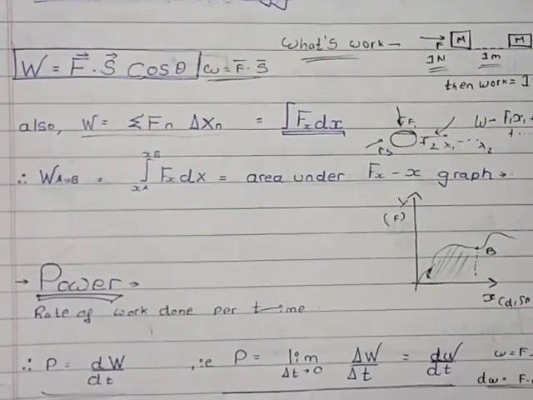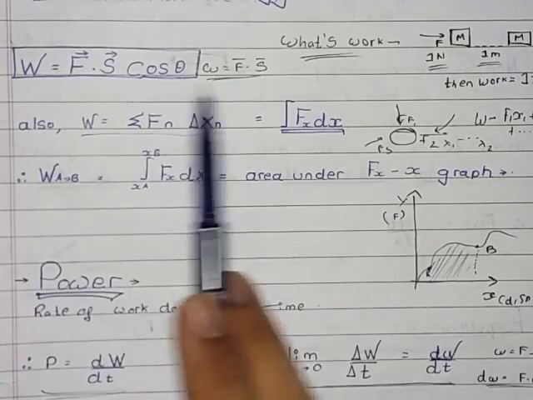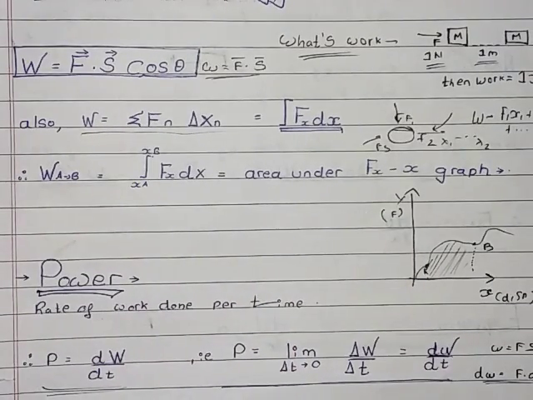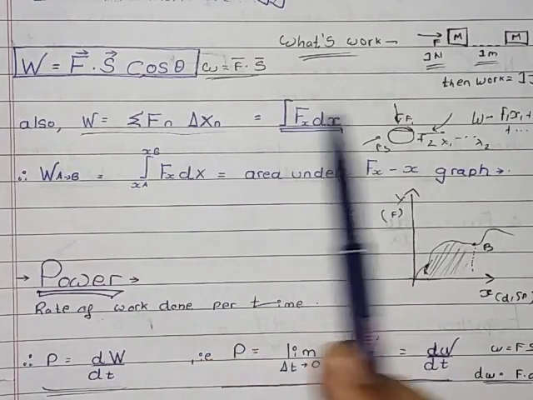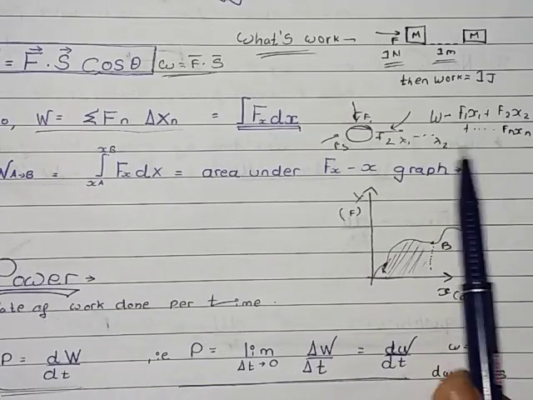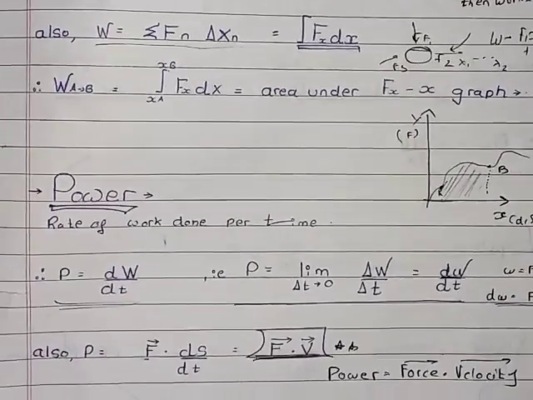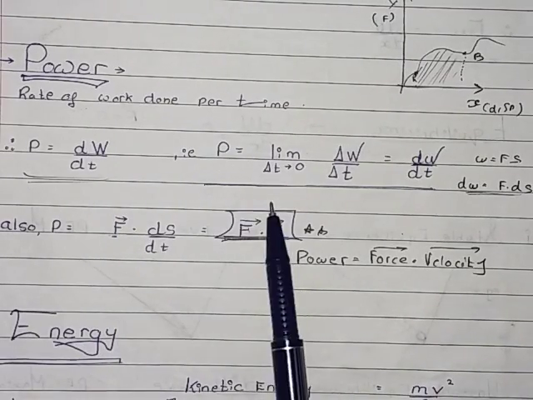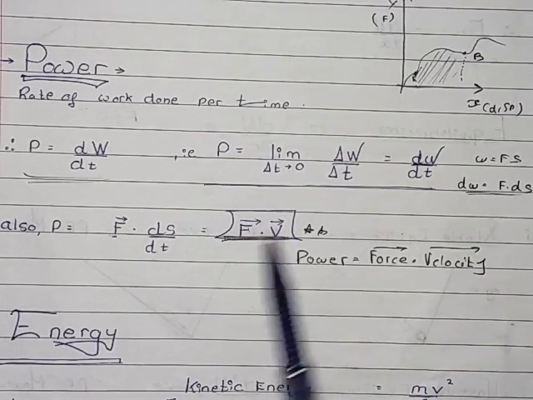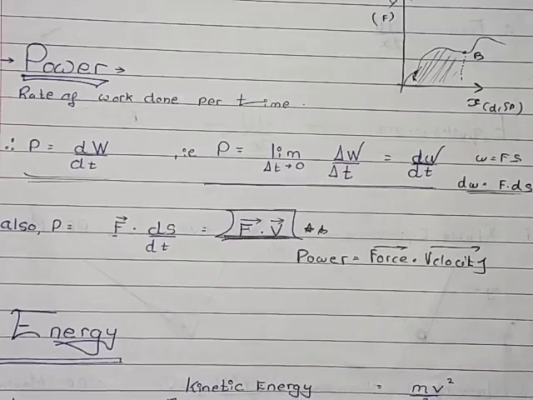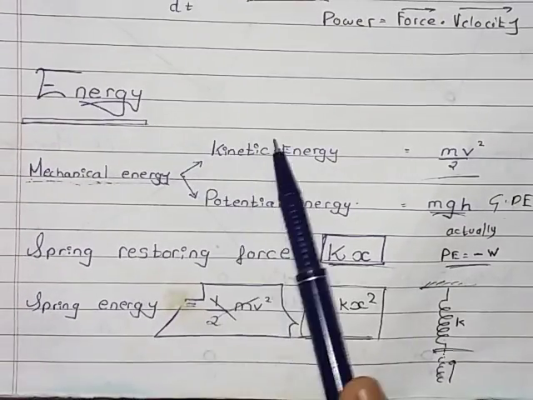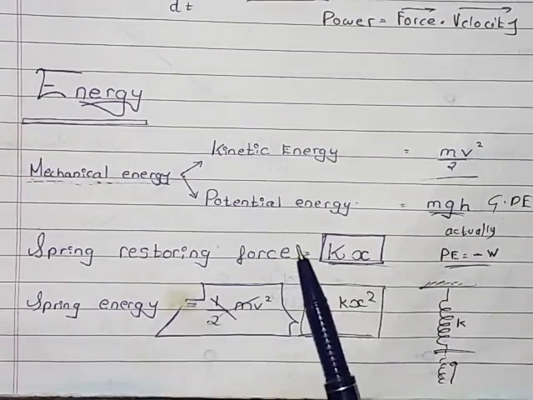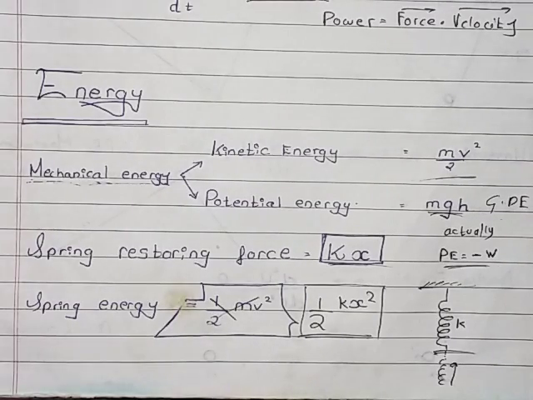Okay, let us recap. Work, power, energy. Work is equal to F bar dot S bar, equals F s cos theta. Summation of work is F dx. If many forces, many distances, then F1 x1 plus F2 x2 plus and so on. Power is the rate of change of work, limit t approaching 0, dW upon dt, or force into velocity. Energy: mechanical energy, kinetic and potential. Spring restoring force is kx. Spring energy is half kx squared.